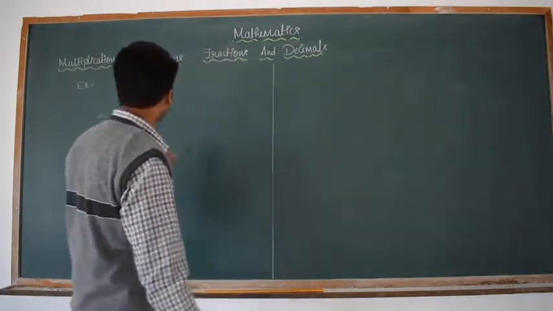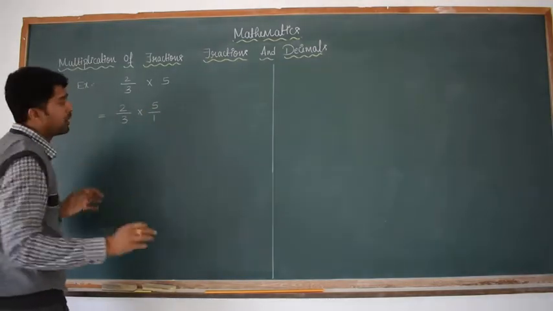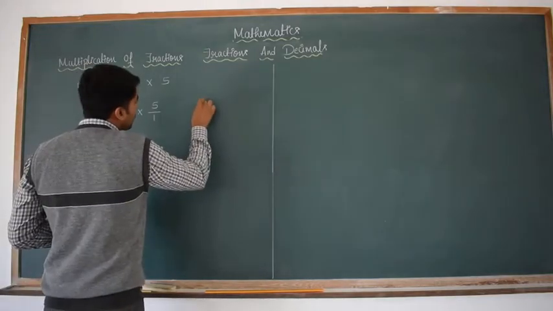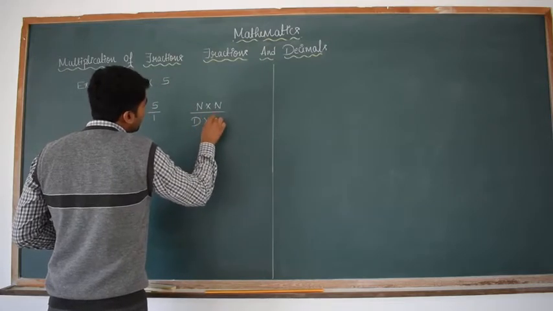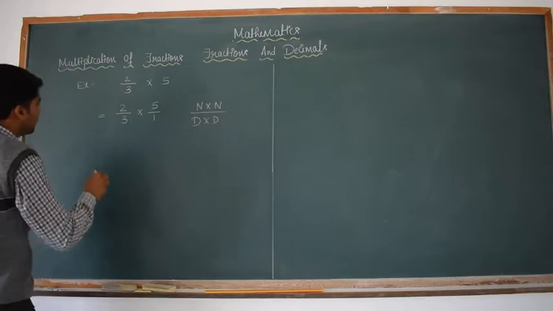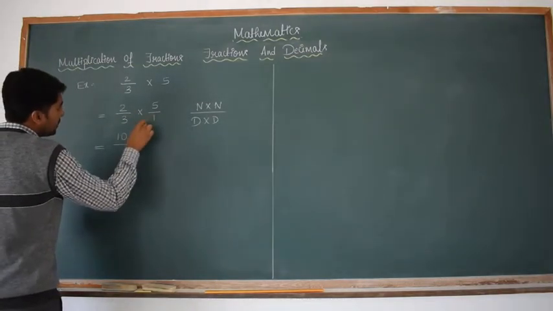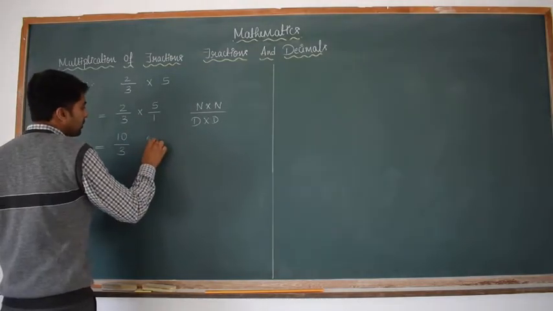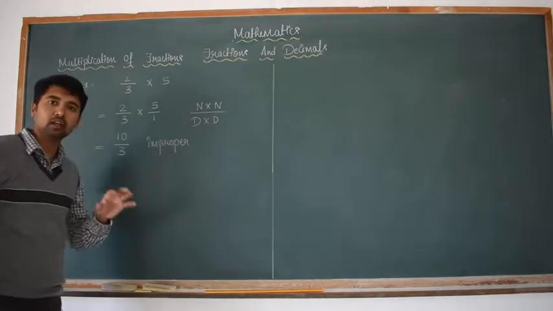So 5 by 1. Then what must be done here? The numerator and numerator should be multiplied and denominator and denominator should be multiplied. See here, numerator into numerator divided by denominator into denominator. This must be done. So 2 5s are 10 divided by 3 1s are 3. This 10 by 3 is improper.